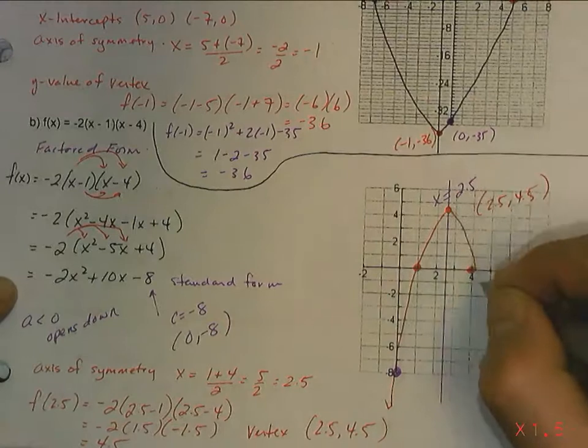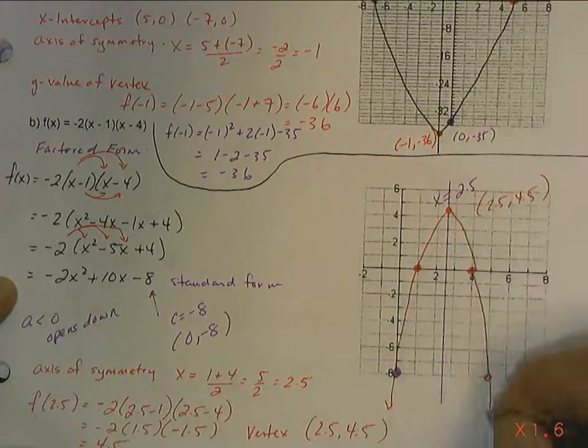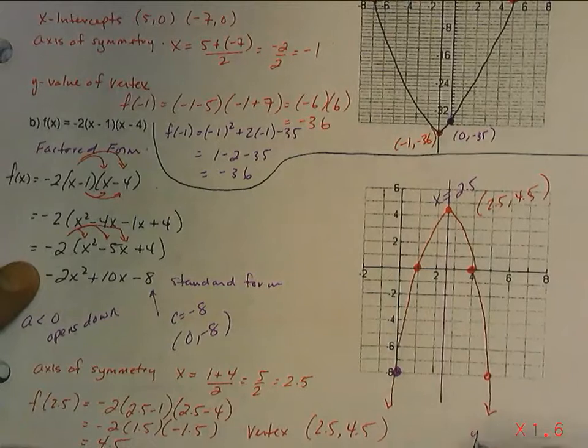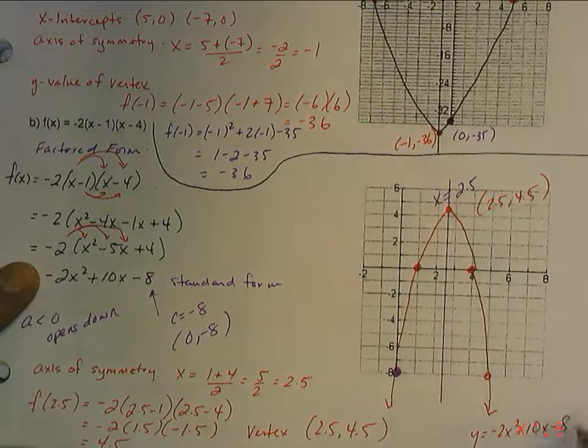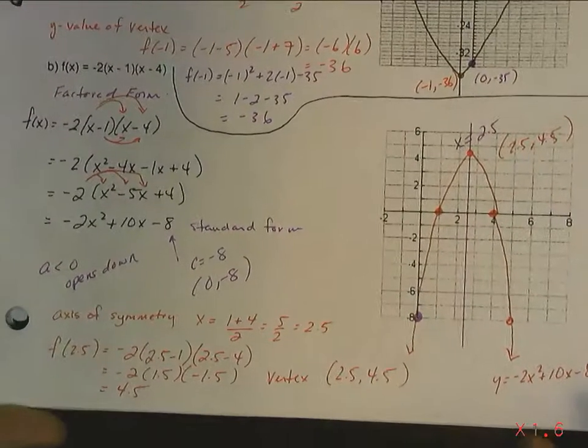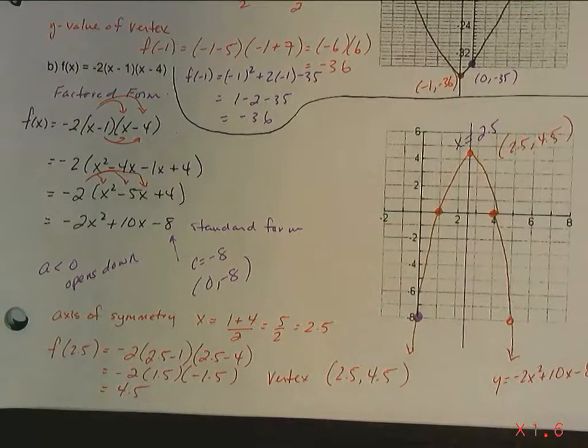So I'm going to come down, I'm going to come down, and I have my second curve, which I can write in standard form, -2x squared + 10x - 8. And there you go. So that was example 2b. I'll stop here and then we'll do example 3.